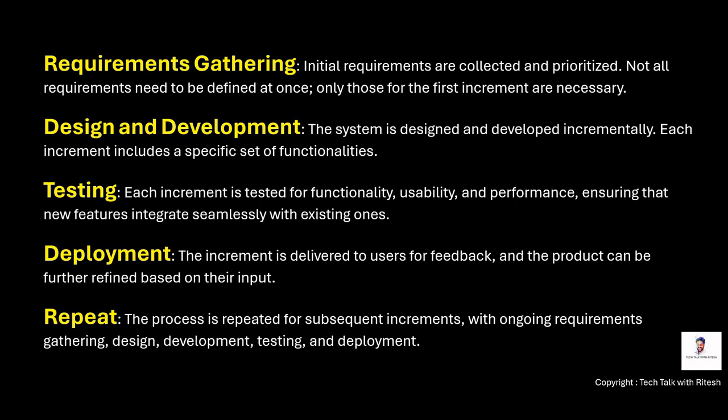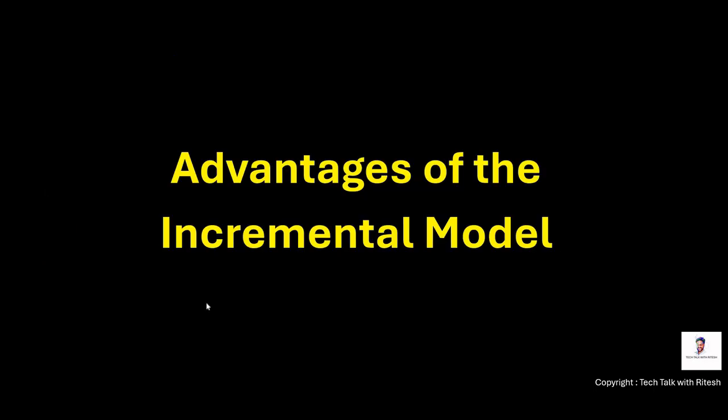The process is repeated for subsequent increments with ongoing requirements gathering, design, development, testing, and any user feedback, whether it's an enhancement, bug fix, etc. So this whole set of phases will repeat: again requirement gathering, design, development, testing, deployment, and repeat. That's why it's called the iterative model. So let's see the advantages of this incremental model.